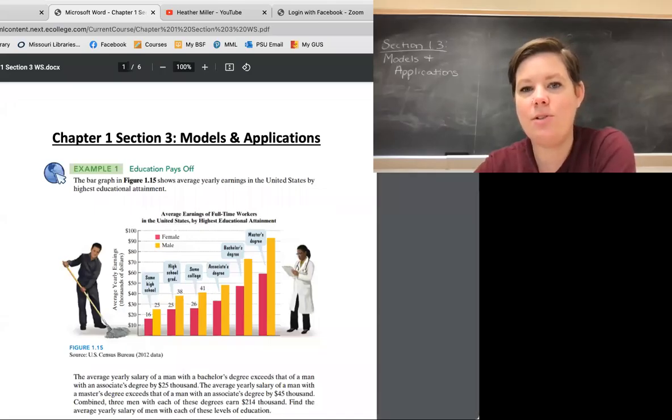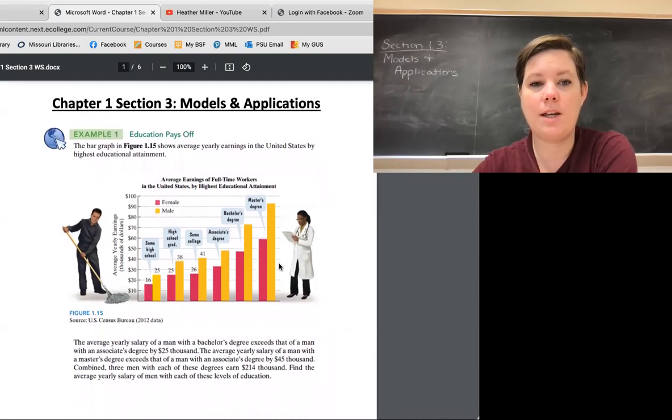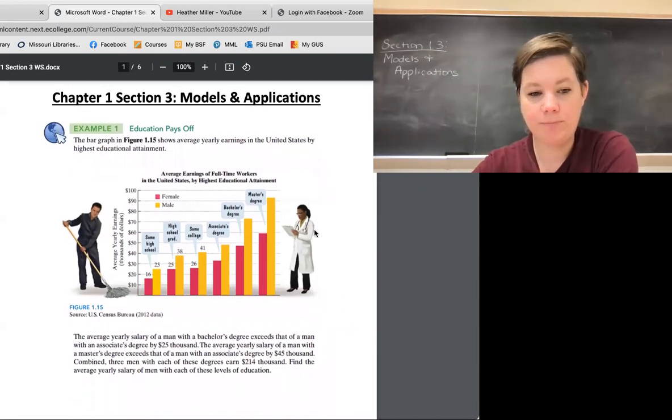Good afternoon. Today we are going to be in section 1.3, which is about models and applications, aka word problems. Because it was word problems, I made a worksheet that I am screen sharing with you right now, and there will be a link for it so that you can work through it. There's not really notes per se for this section. It's just learning how to read the information and do the problems based on what they give you.